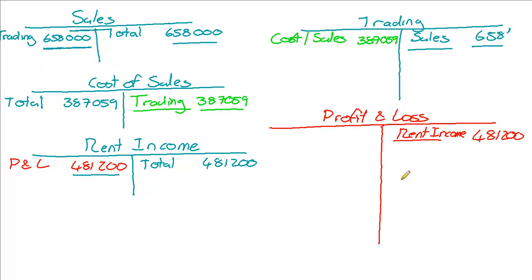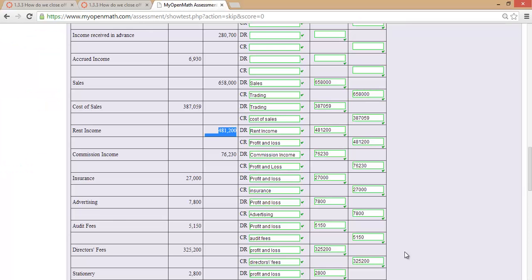Which account was debited? It was the rent income account. Which account was credited? Profit and loss. That's what we're going to do. We debit my rent income account 481, we credit the profit and loss account 481.